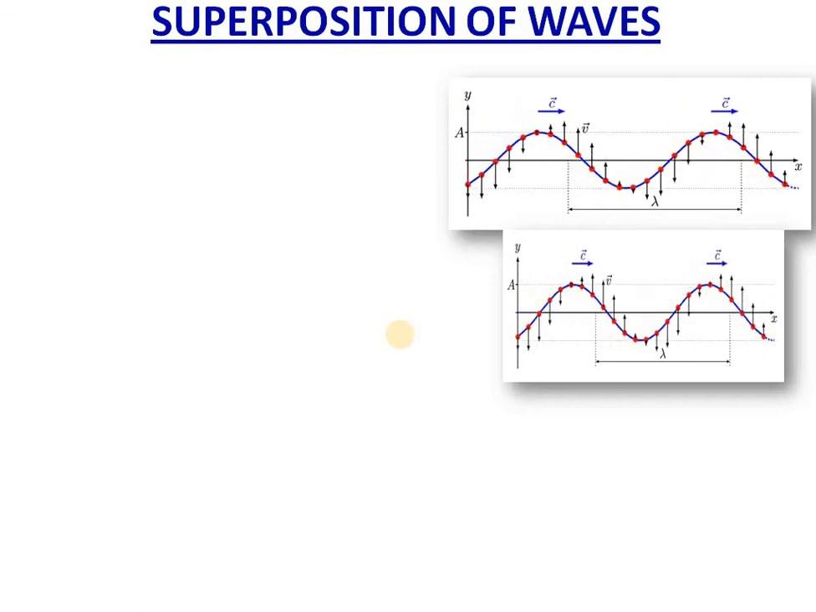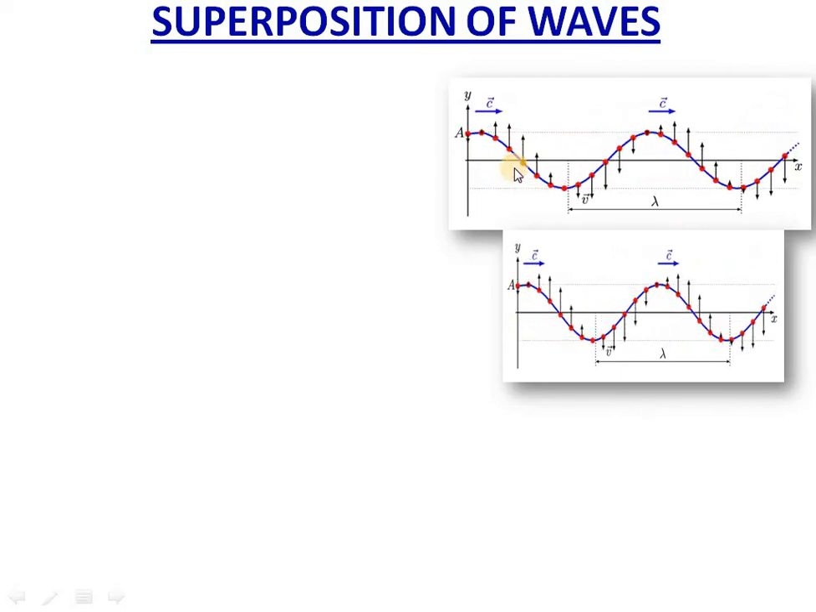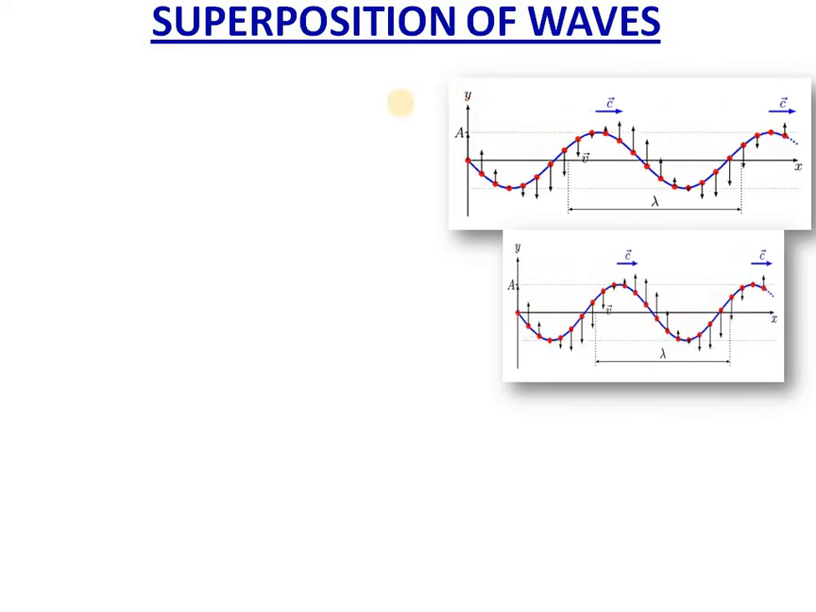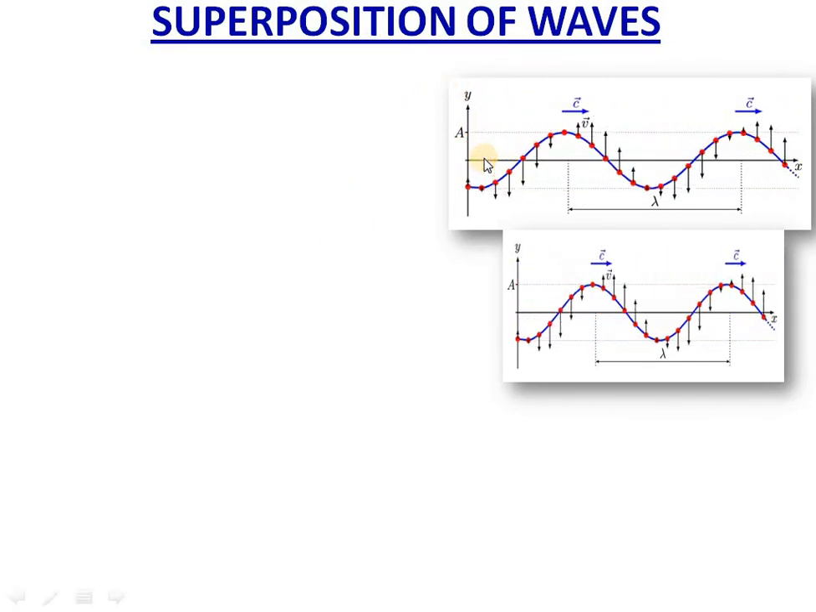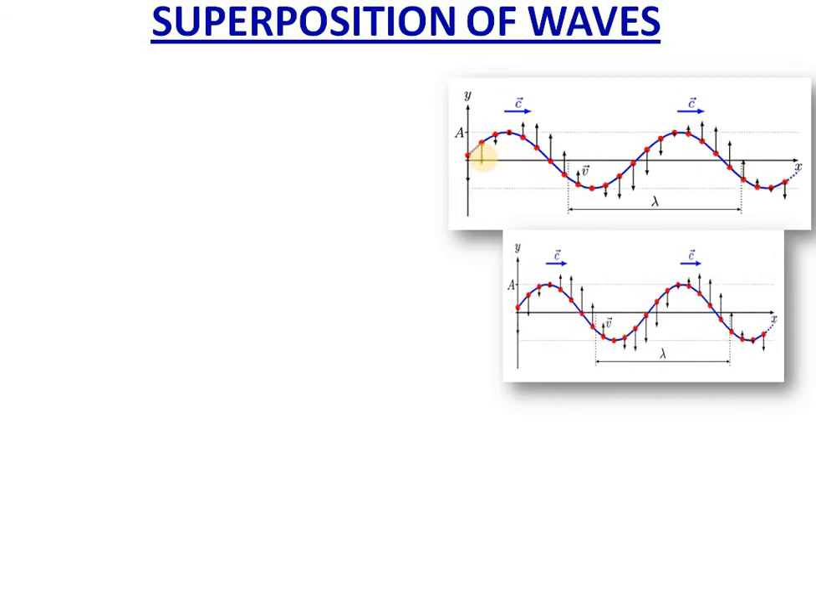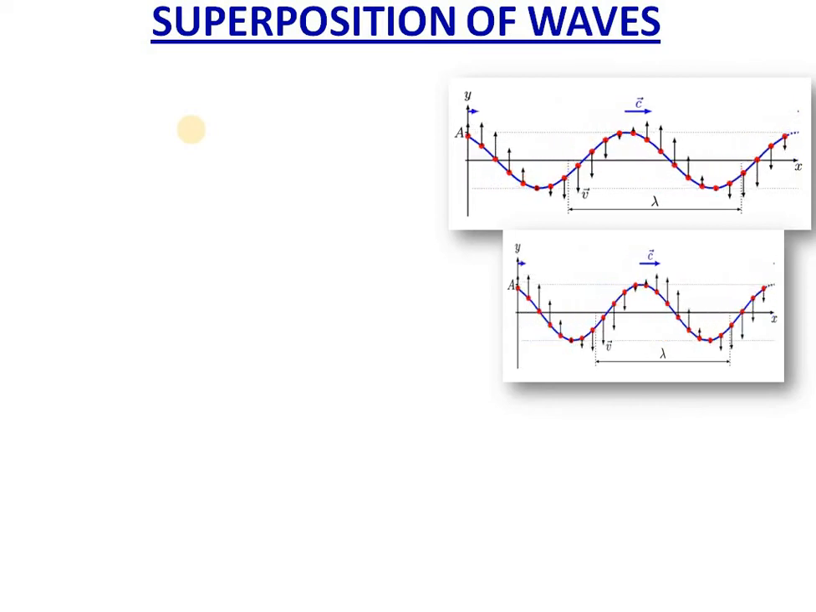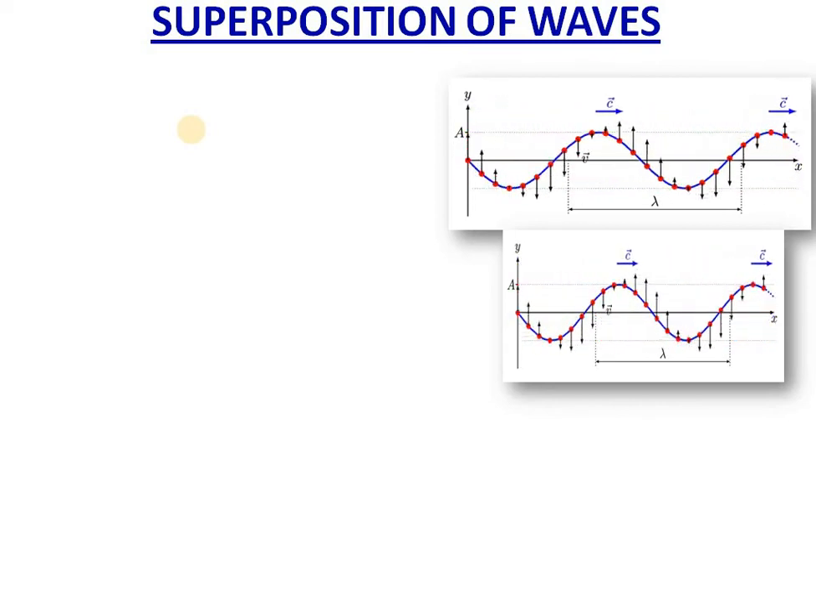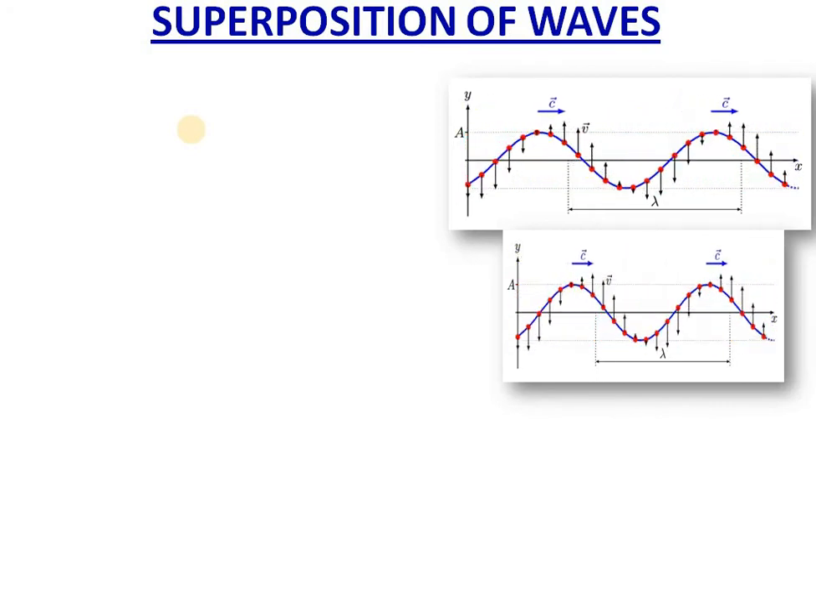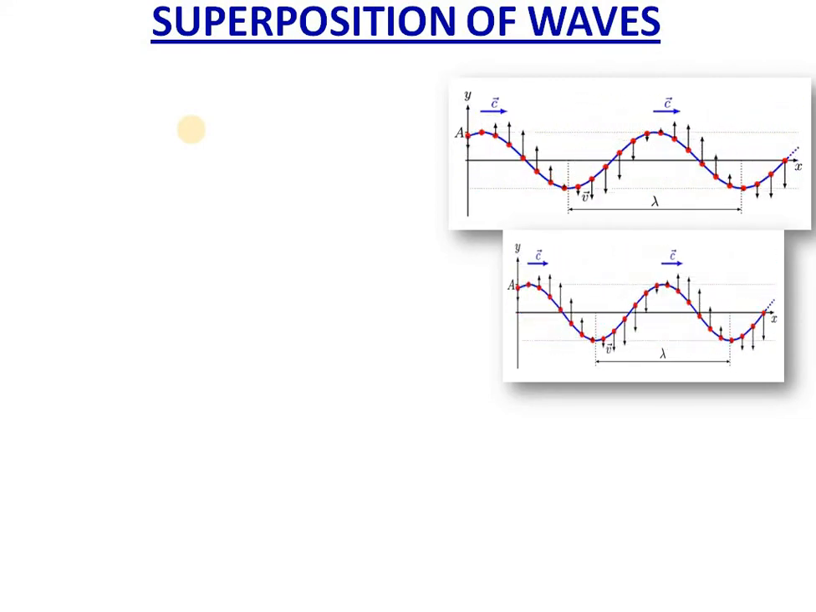Today we will once again come back to superposition of waves, but there is a slight difference. In this context, we have two different waves whose wavelengths are slightly different. In the previous case, we had two identical waves with the same wavelength, but they were moving in opposite directions in the same medium, and they superposed and formed standing waves.